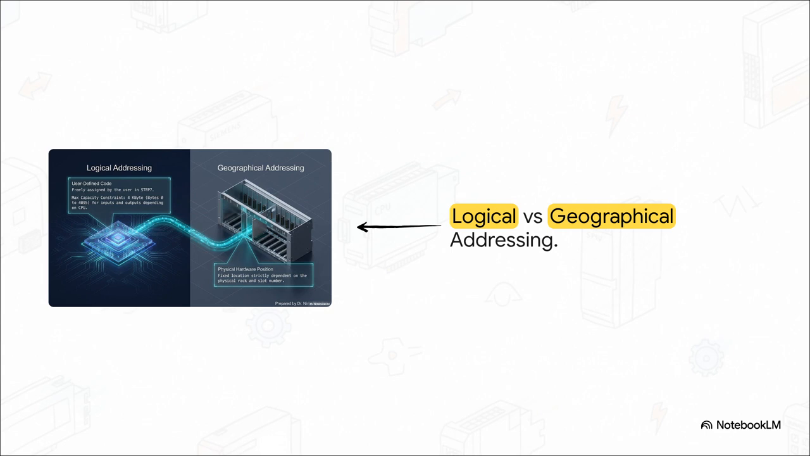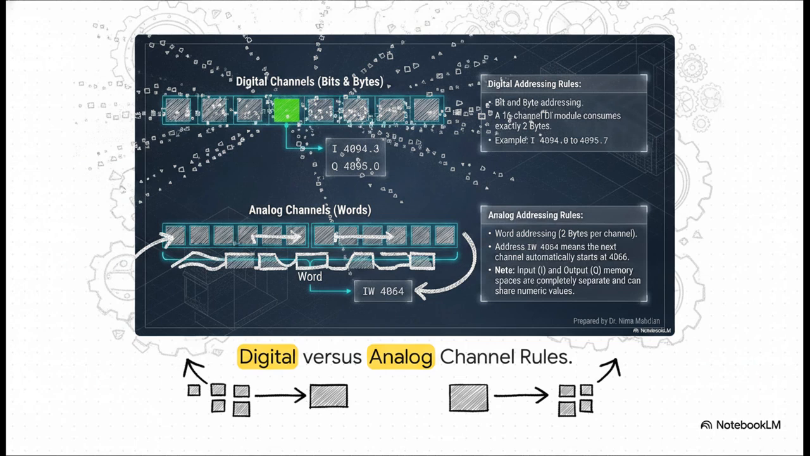Contrast that with geographical addressing over on the right. This isn't up to the programmer's preference. It is based strictly on the hardware's fixed physical position in the rack and its slot number. So, the real kicker is how different modules actually consume this address space. Take a look at the top here.